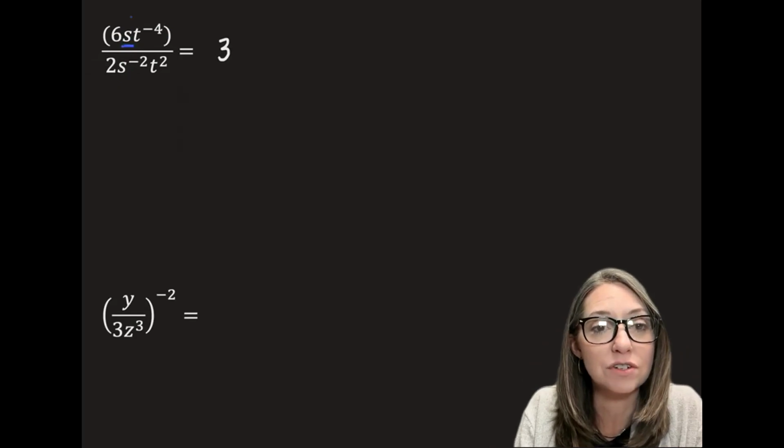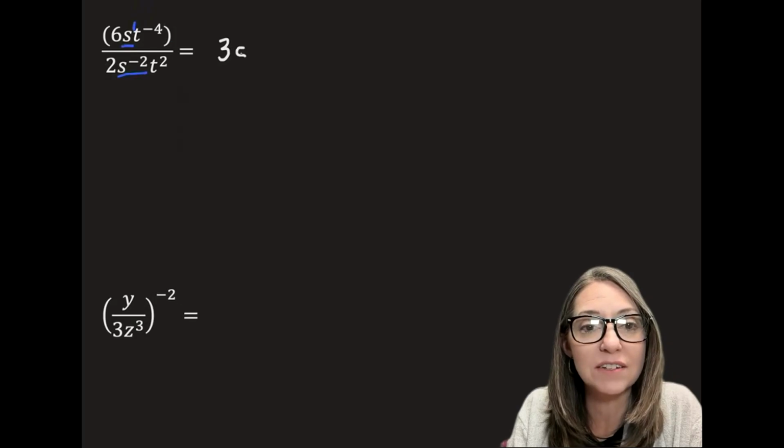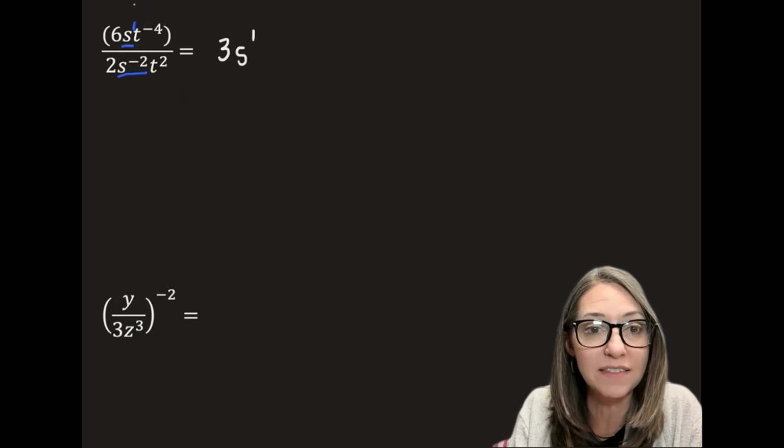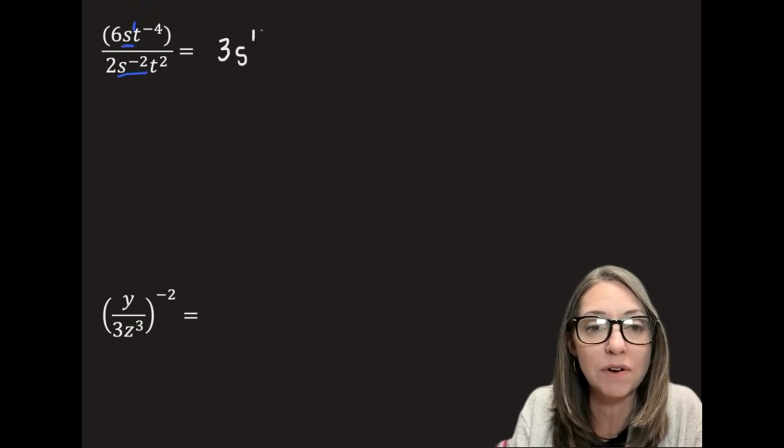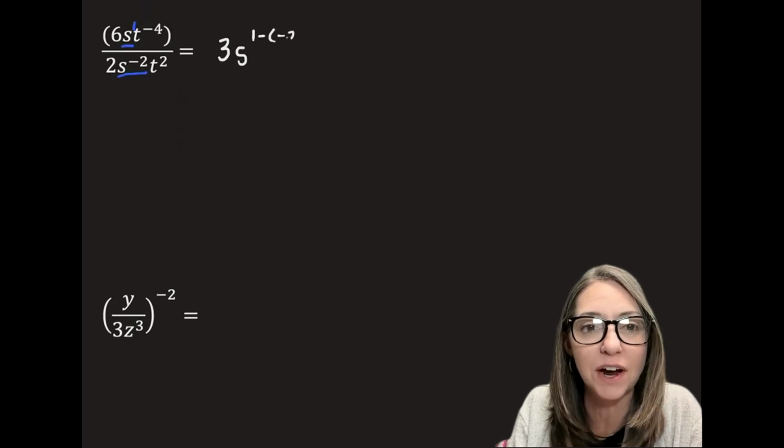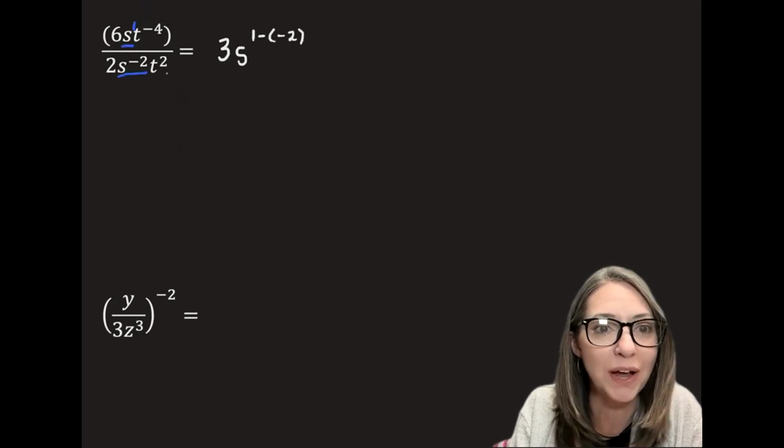S to the first, there's an implied 1 there, divided by s to the minus 2. We're going to subtract the exponent in the denominator from the numerator's exponent, which is 1 minus negative 2. I'm going to write that out, even though you can probably do that in your head, just to show what I'm doing.